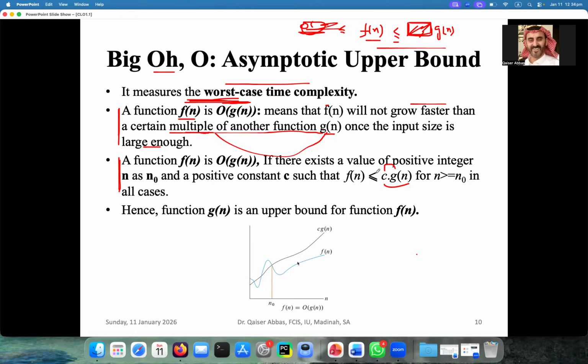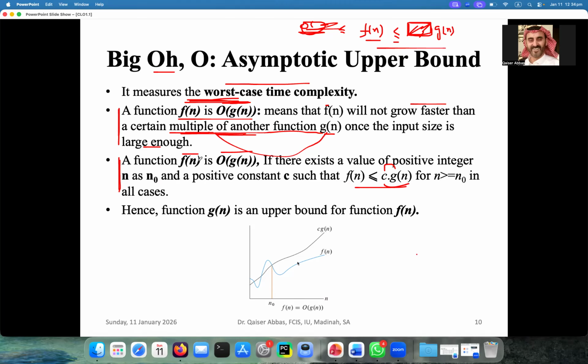And then f of n is always less than or equal to c g of n. This is the same equation, and I am just explaining this multiple of another. So now you have the understanding of this. That is theoretically. Now, mathematically, we can call that f of n is order of g of n.